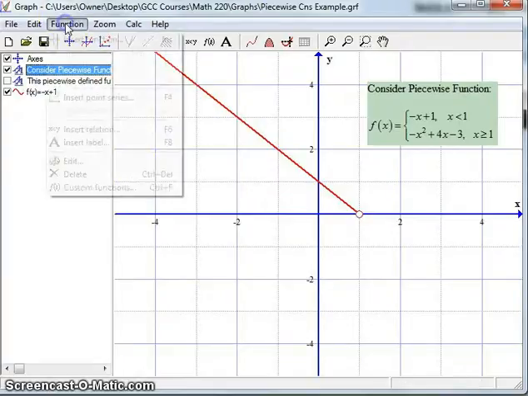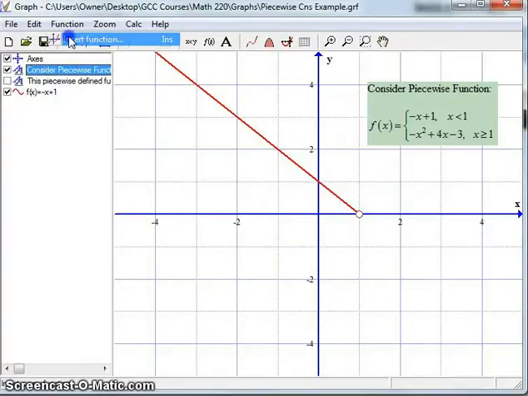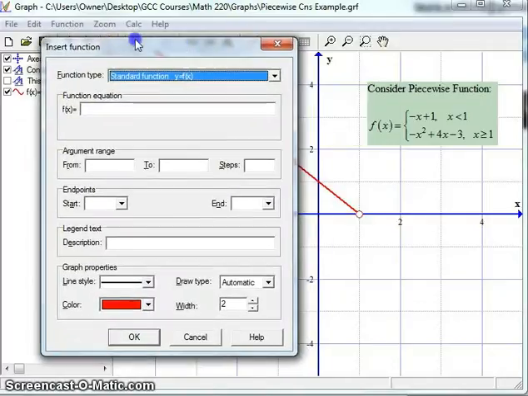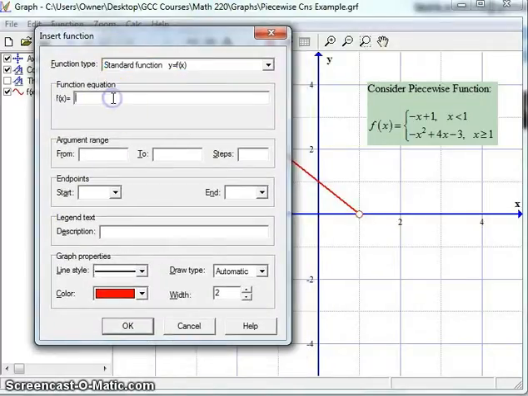So I'm going to insert a function again. And I'm going to scoot this over so I can see what I'm doing. And the second piece is negative x squared plus 4x minus 3. Now that's my function, but I only want to use this function for values of x bigger than 1. So we start using this piece of the function when x is 1 or bigger.